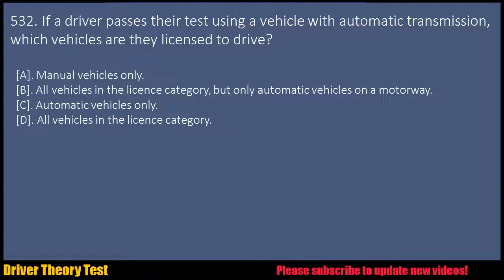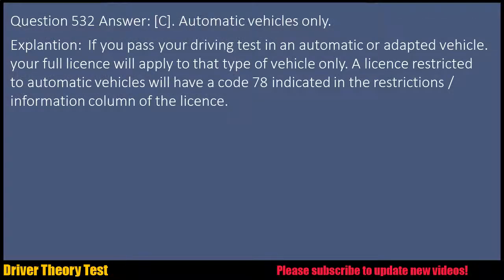Question 532. If a driver passes their test using a vehicle with automatic transmission, which vehicles are they licensed to drive? A. Manual vehicles only. B. All vehicles in the license category, but only automatic vehicles on a motorway. C. Automatic vehicles only. D. All vehicles in the license category. Question 532 Answer, C. Automatic vehicles only.